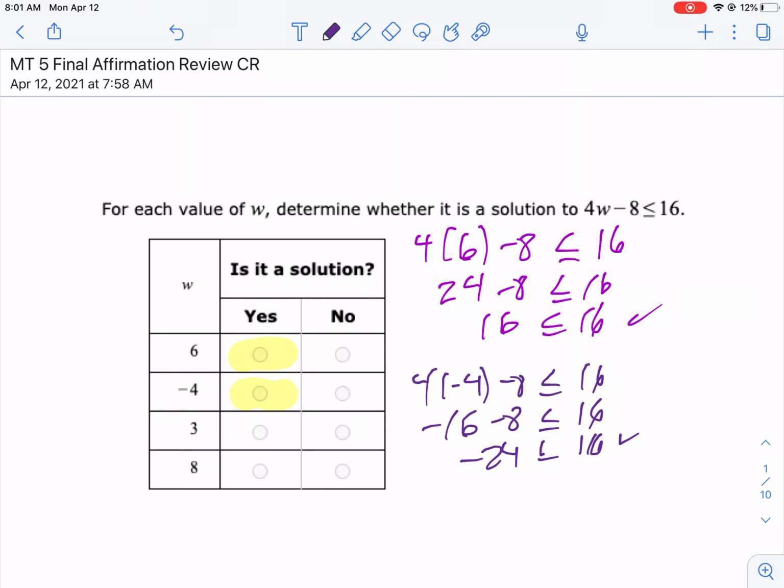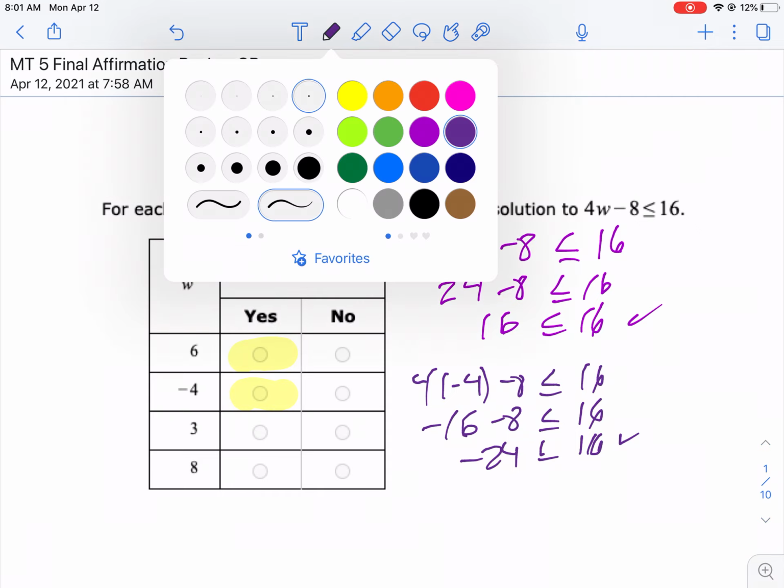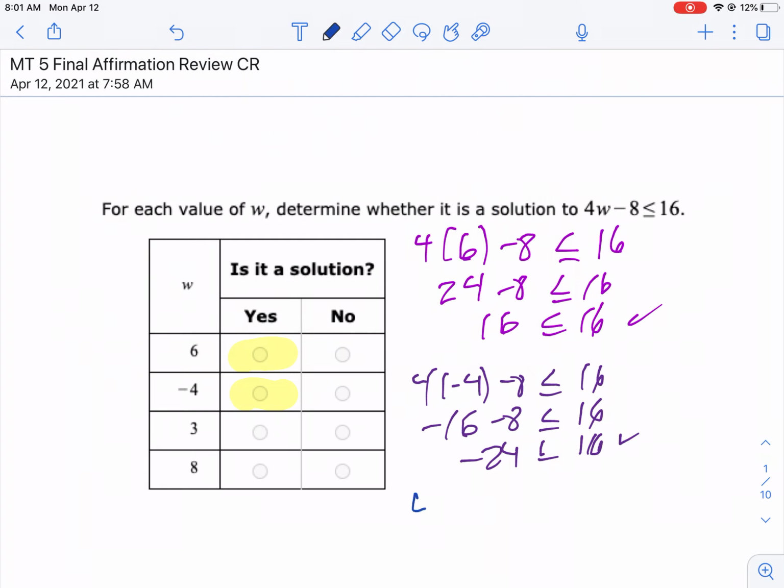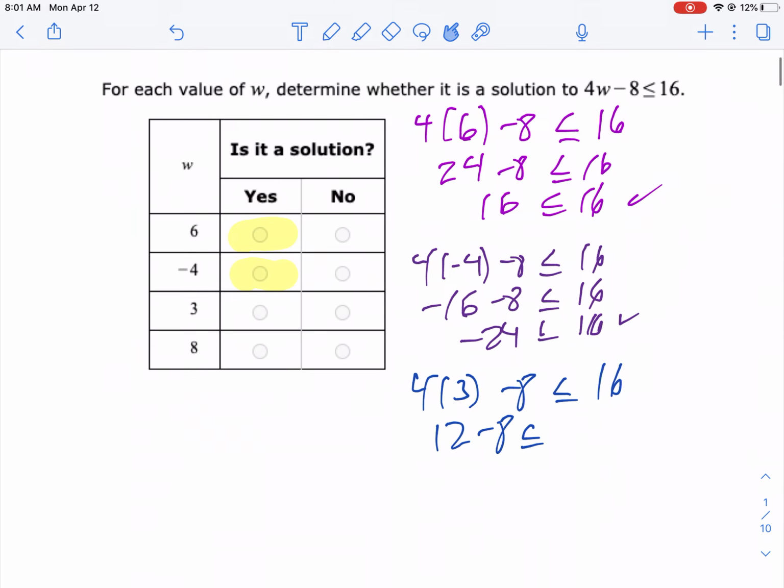Let's try 3. 4 times 3 minus 8, is that less than or equal to 16? Well, that's 12 minus 8. 12 minus 8 is 4. Is 4 less than or equal to 16? Yes, it is.